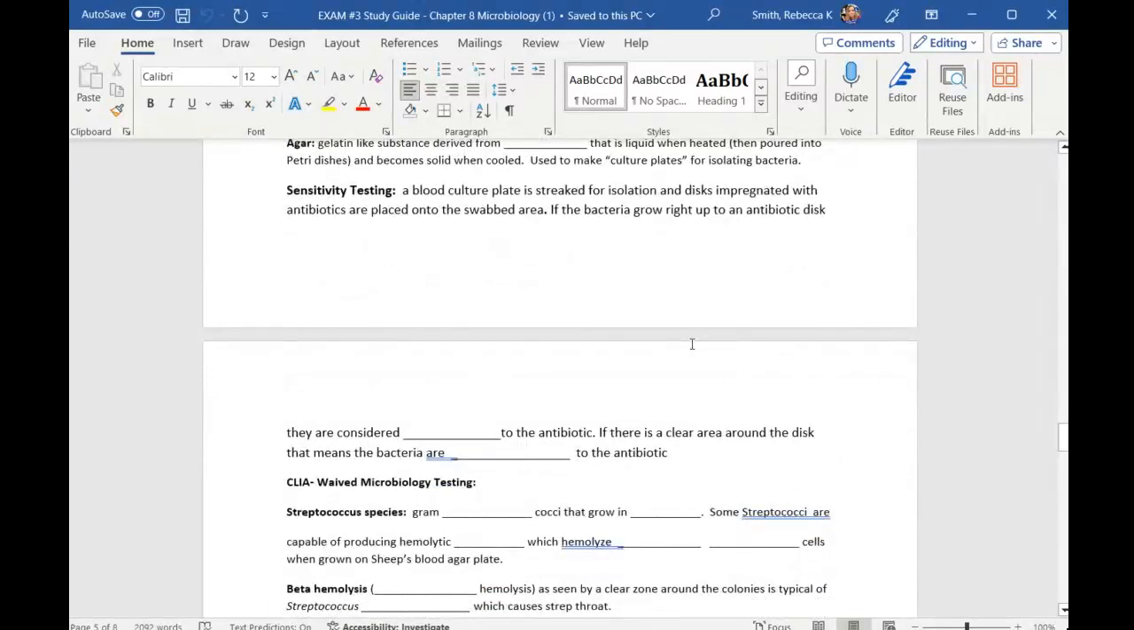Sensitivity plates. Oh, this is going to be a question as well. So when a blood culture plate is streaked for isolation, there's a disc that can be put on it, okay? If bacteria grow right up to the disc, what are they? Resistant. Yes, they don't care. They go right through it. If there's a clear area, susceptible. Yep, they're susceptible. So the clear area means that they were killed by the antibiotic. So susceptible is clear.